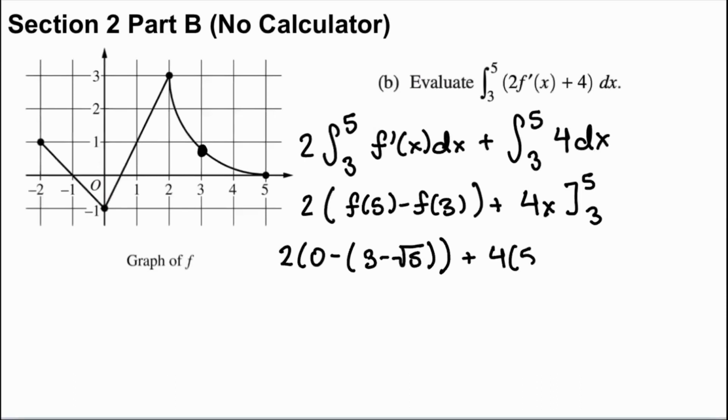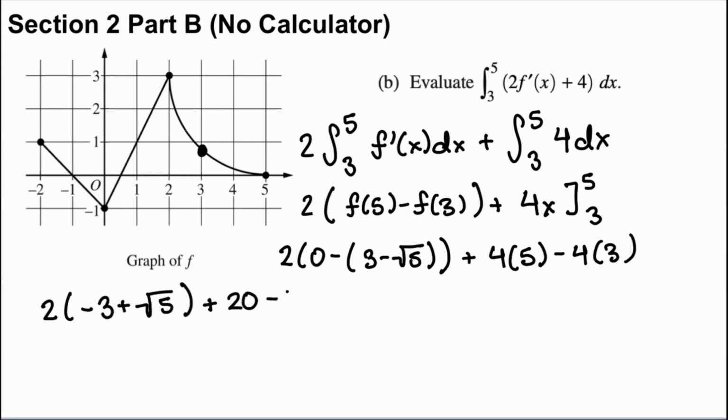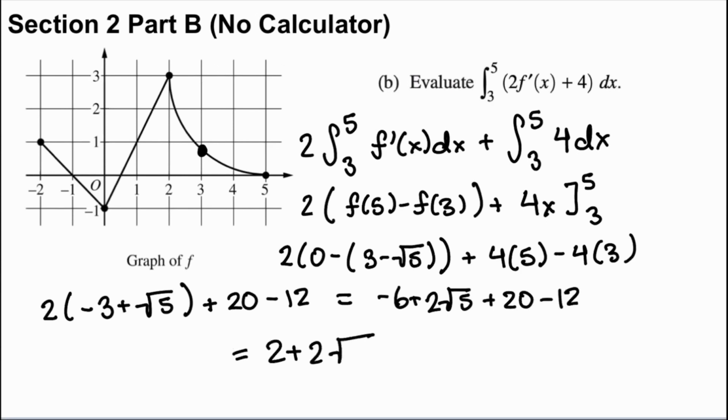So just doing that really quickly, that's 4 times 5 minus 4 times 3. And we're just going to simplify this out. I don't think you have to at this point. Once you have an answer that you can put into a calculator and it will yield a number, I think you can stop, but I'm going to be honest, I don't really like how this looks, so I'm just going to simplify this out really quickly. This is going to be negative 3 plus root 5 plus 20 minus 12. And this is just going to redistribute to negative 6 plus 2 root 5 plus 20 minus 12. And so our final answer is going to be 2 plus 2 root 5.